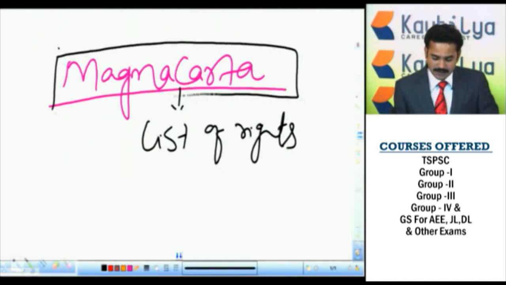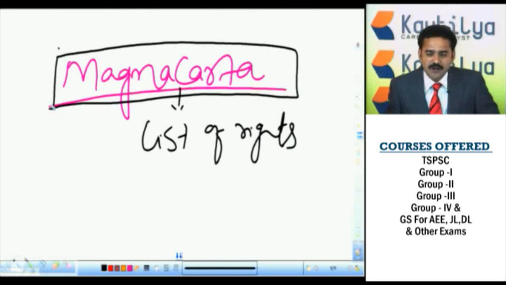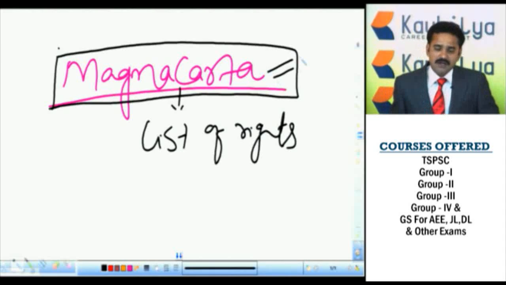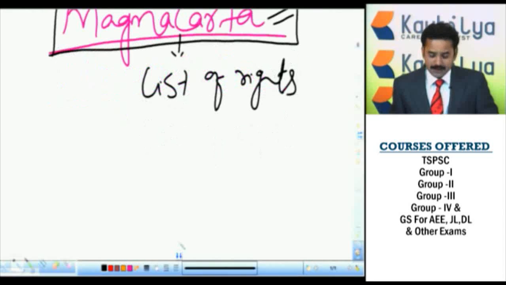Magna Carta is considered the first written document in the world regarding the fundamental rights, and this is one of the important points we need to remember from the examination point of view. A question can be asked like this: which one of the following is considered the first written document regarding the fundamental rights in the world? That is Magna Carta. And after that, these rights were enumerated in the American Constitution in the form of the Bill of Rights.